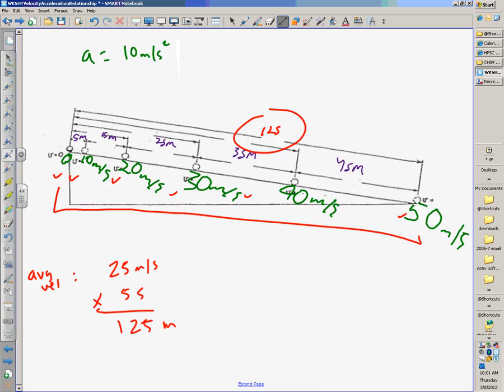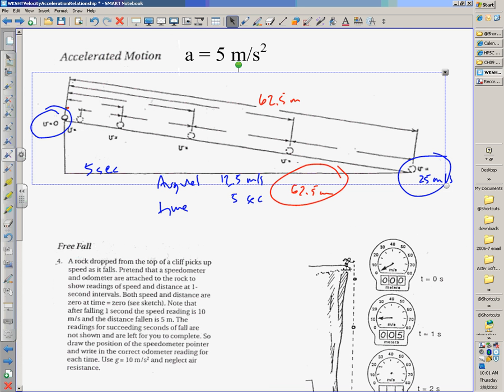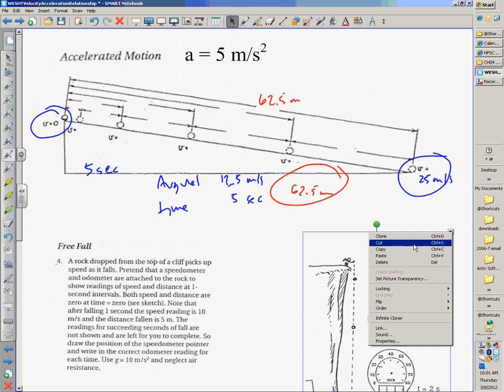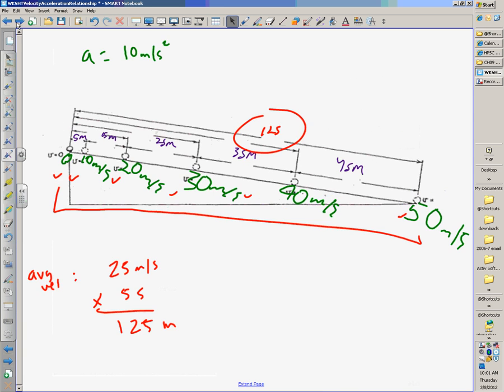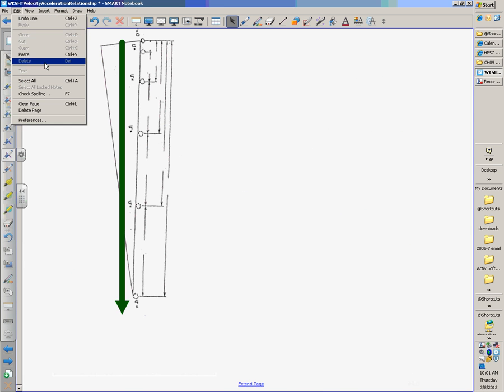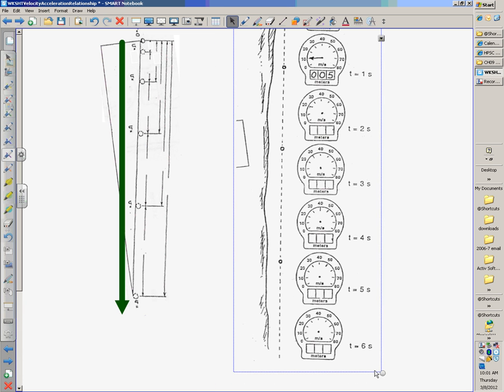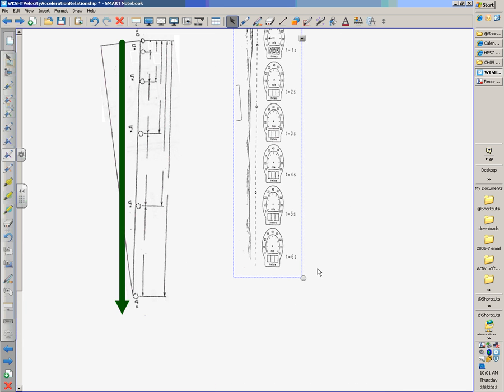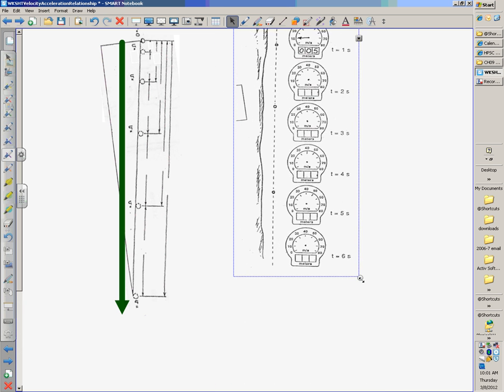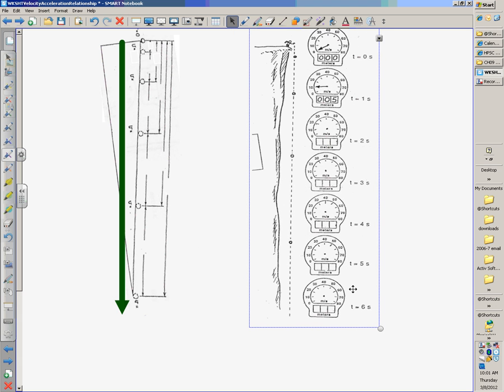This ramp, the way I have it drawn, and this picture are exactly the same thing. Exactly the same thing. Okay?